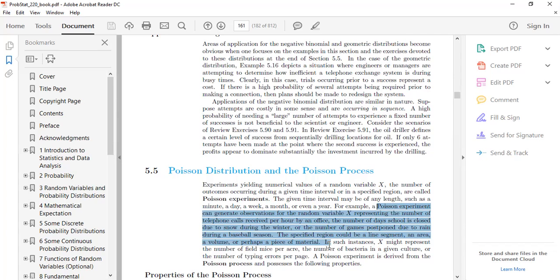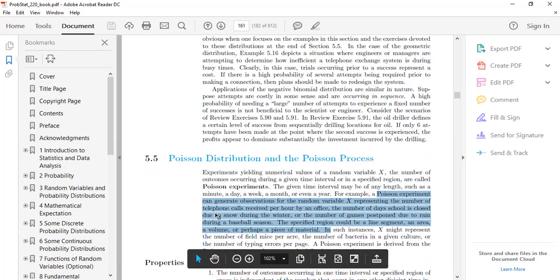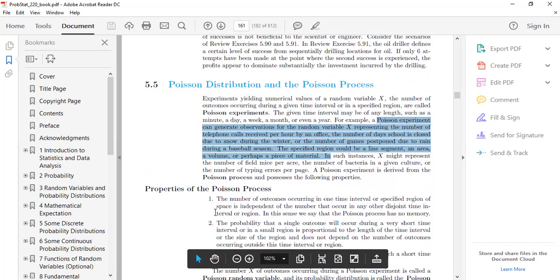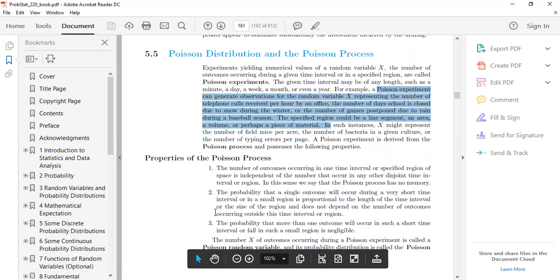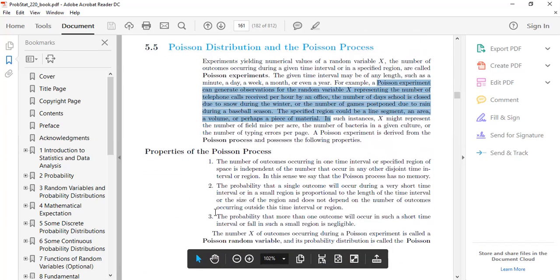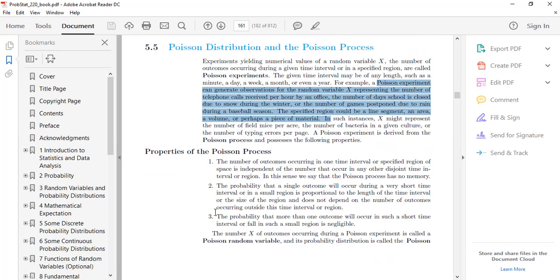And X is a random variable, and the Poisson experiment is derived from the Poisson process, and there are some properties of the Poisson process. First property, guys, please keep this in mind. First property: the number of outcomes occurring in one time interval or specific region of space is independent of the number that occurs in any other disjoint time intervals or regions.